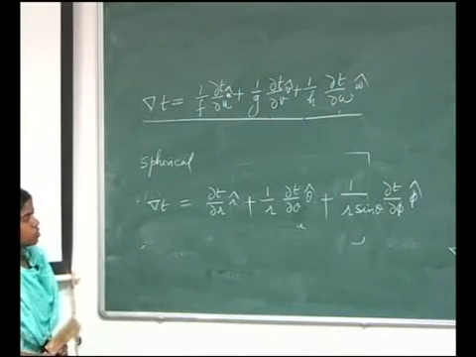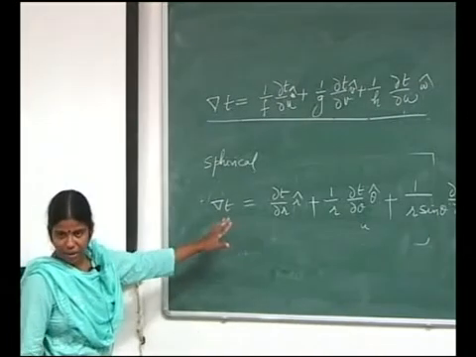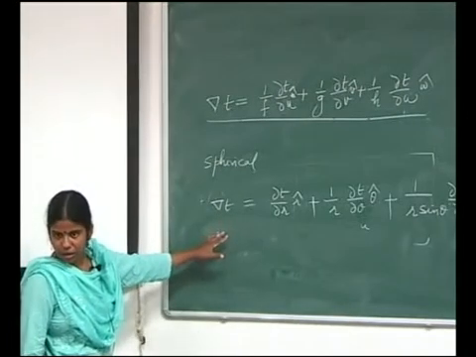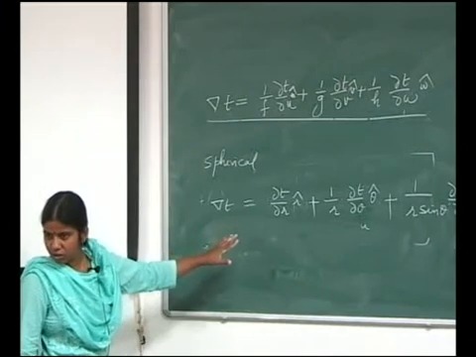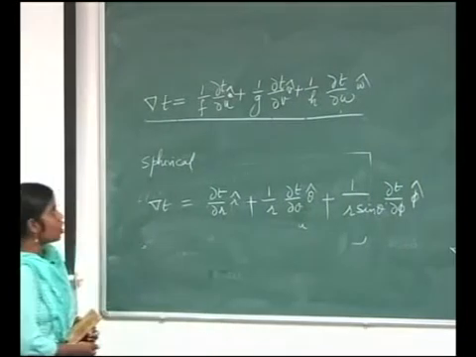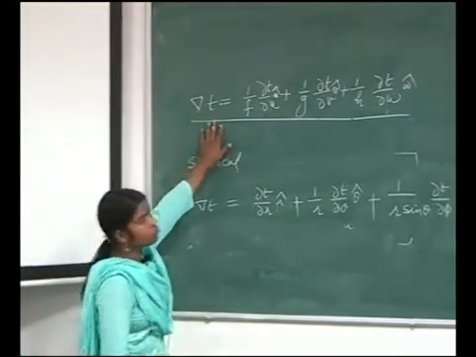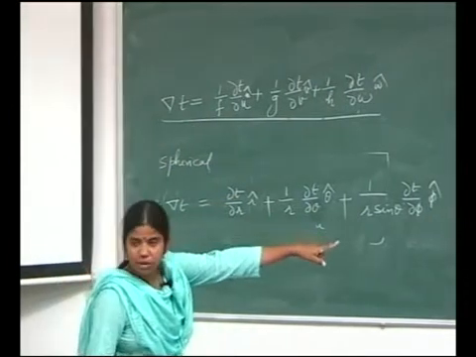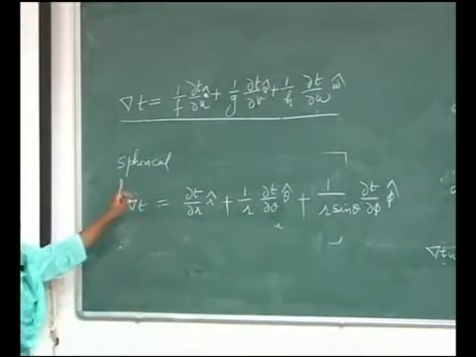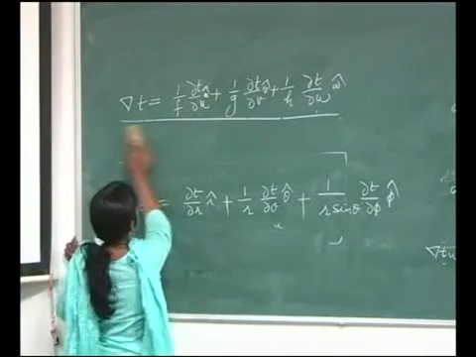So this was on gradient. If there is a confusion, please tell me and I will explain it again. Is there a confusion? No. So now we move on to divergence. We have calculated a general expression for gradient, and by using that table you can calculate the gradient in any coordinate system. Now we go to divergence.